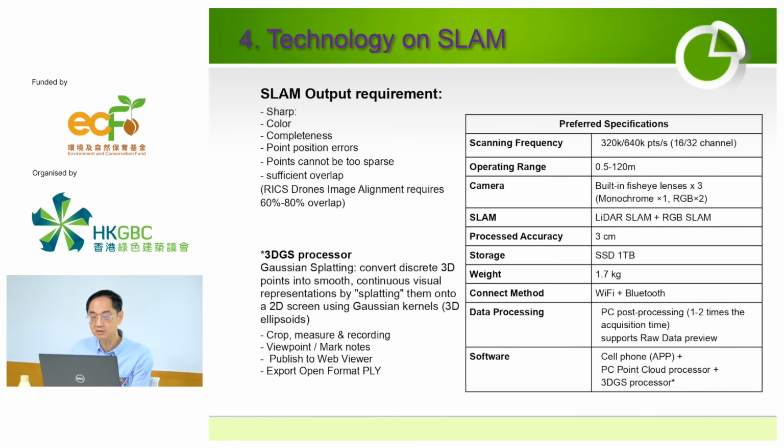Normally it will also have a built-in point cloud processor and a 3DGS processor. This one is also very important. It is called Gaussian splatting. 3D Gaussian splatting can convert discrete 3D points to smooth, continuous visual representations by splatting them onto a 2D screen using Gaussian kernels. The 3D ellipsoid is the ball. It helps us to crop, to measure, and to record videos. We can have different viewpoints, mark notes, and publish to a web viewer. Then we can export to an open format, PLY.